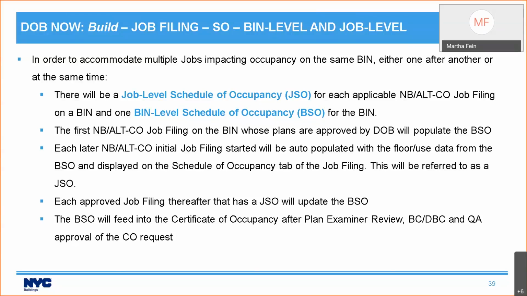Each later initial NB or Alt-CO job filing will have its schedule of occupancy auto-populated with the floor use data from the BIN level schedule of occupancy. And what they do with that data on their schedule of occupancy tab is their JSO, their job level schedule of occupancy. Each job level schedule of occupancy that gets approved updates the BIN level schedule of occupancy. And the BIN level schedule of occupancy feeds into the certificate of occupancy because they're going to be using the same floor use records. And of course, the certificate of occupancy has to go through its own review.